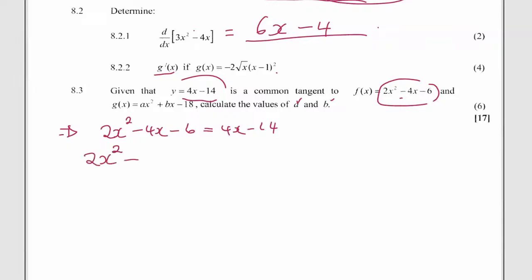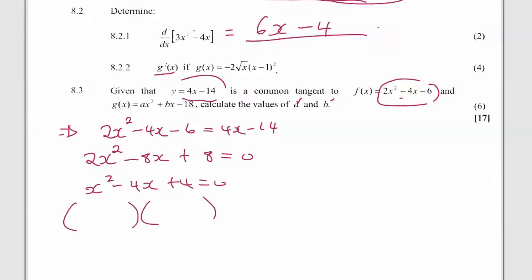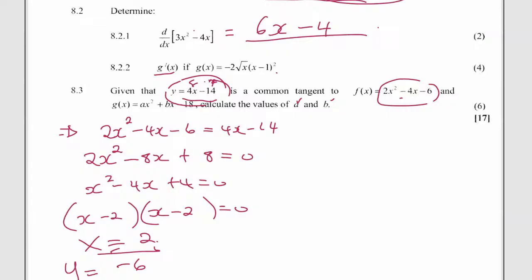So 2x squared, this becomes negative 8x, and then that becomes a plus 8 is equal to 0. Divide through by 2, x squared minus 4x plus 4 is 0. Factor this out, we have x minus 2 and then x minus 2, meaning that the graphs are meeting at a point when x is 2. When I substitute this into this graph, my y value is going to be 4 times 2, which is 8 minus 14, which is negative 6. So the point of intersection is 2 and negative 6.